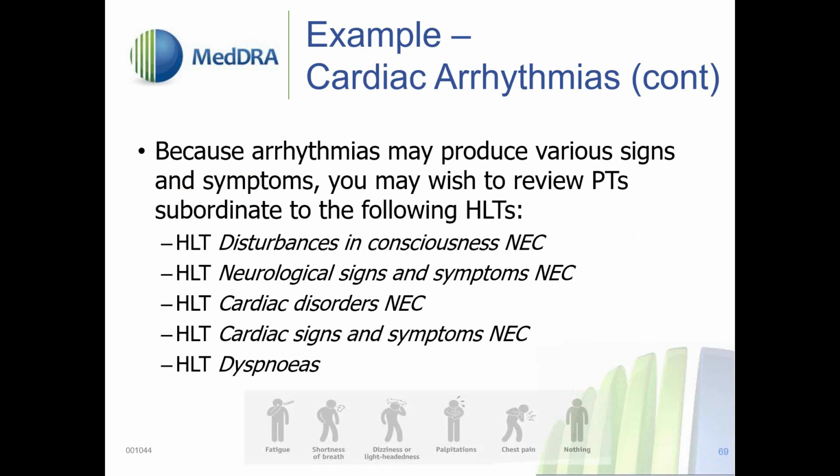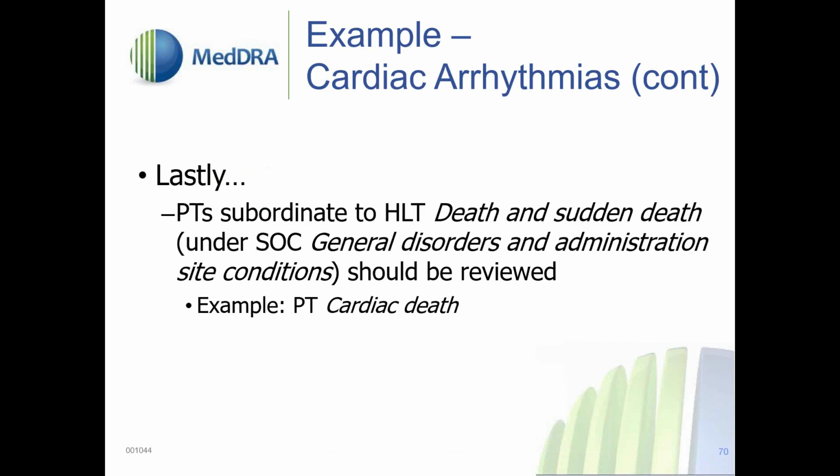And what if the arrhythmia causes collateral damage? A patient may suffer atrial fibrillation, for instance, develop an embolus, and suffer embolic stroke. So you may want to include neurological signs and symptoms related to stroke. Or suppose that there was a ventricular arrhythmia leading to cardiac syncope. Then you may want to add some PTs from HLT disturbance of consciousness, NEC. And there are a number of other areas that might be relevant for your query, like terms under HLT dyspnea, because shortness of breath may be the main symptom of the arrhythmia.